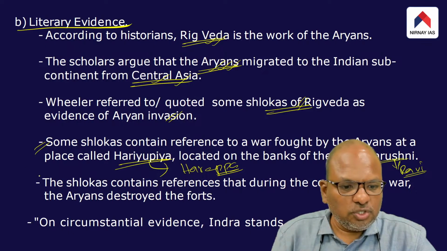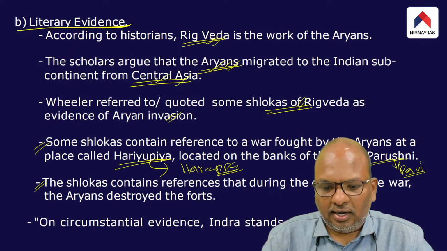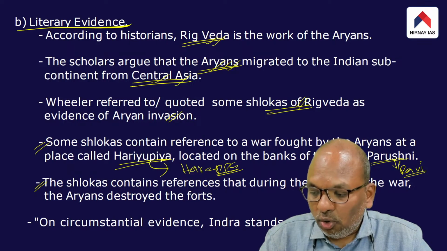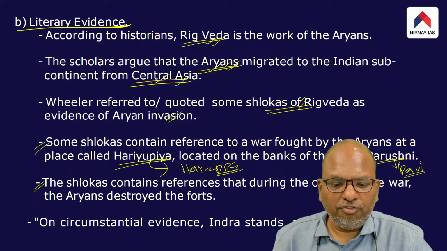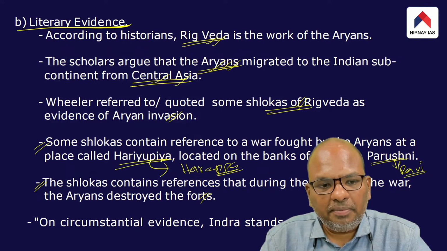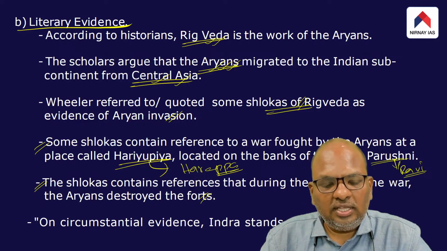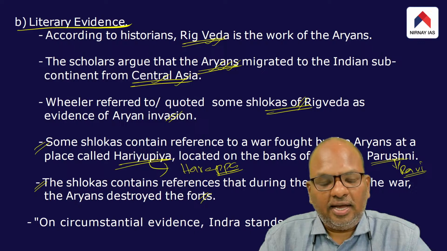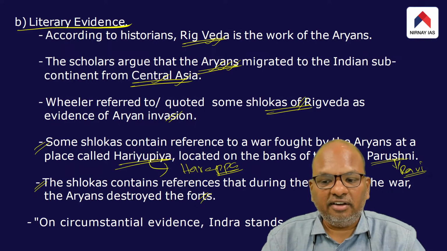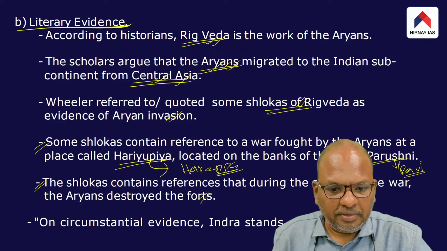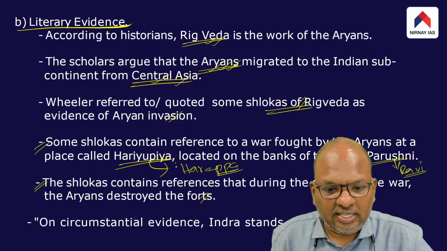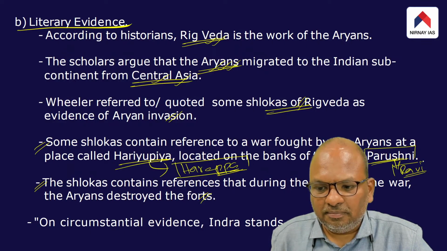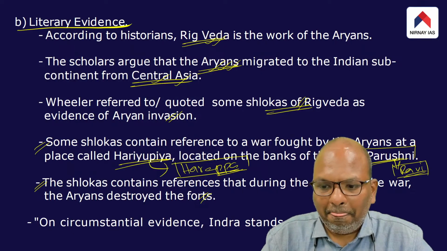At a point, these shlokas also contain references that during the course of the war, the Aryans destroyed the forts. Let me repeat this point once again. There are some shlokas of the Rig Veda that point to a war fought by the Aryans at a place known as Harappa, located on the banks of the Parushni. The present-day scholars have identified this Harappa mentioned in the Veda with the present city of Harappa, and they identified the river Parushni with the present river Ravi, which is a tributary of the river Indus.